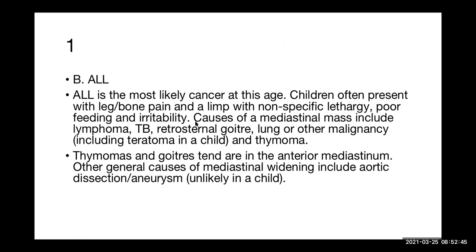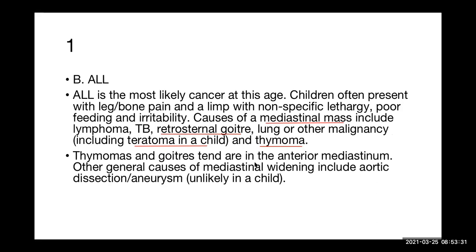Causes of a mediastinal mass include lymphoma, tuberculosis, retrosternal goiter. Okay, retrosternal goiter. See this? These are the differential diagnosis of mediastinal mass. Lung or other malignancy, including teratoma in a child and thymoma. So if somebody asks you what are the differential diagnosis of mediastinal mass, you can take these names. Lymphoma, common in children. Tuberculosis, also common. Retrosternal goiter is rare in children. Okay, lung malignancy is very rare, except teratoma, which is a germ cell tumor, and thymoma. It can be seen.